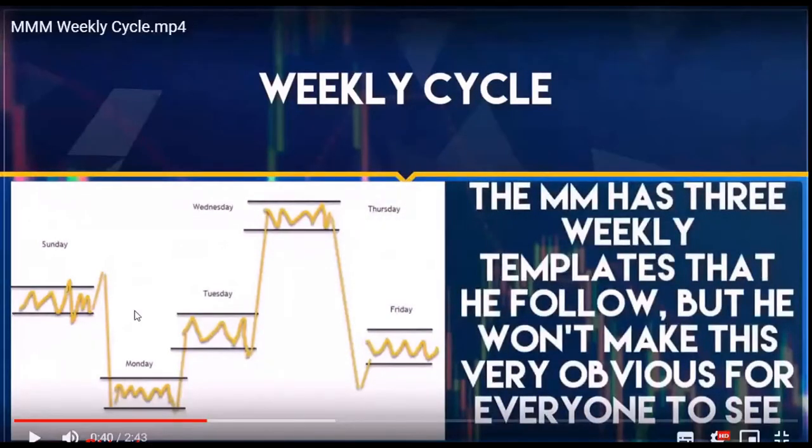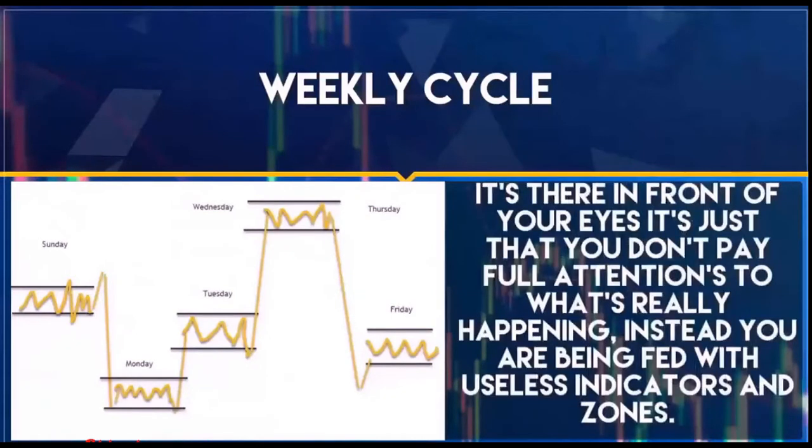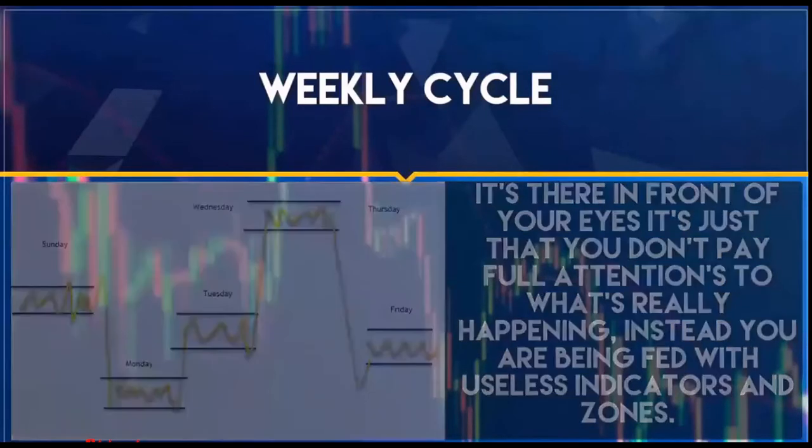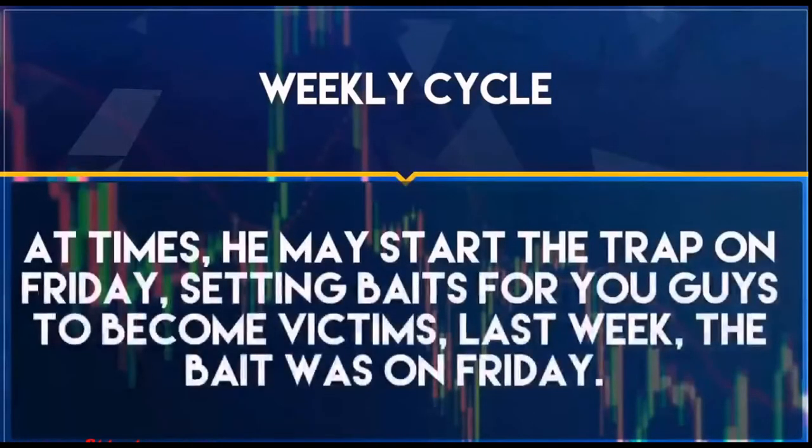He has 3 different templates that he follows, but variation on the theme tells us that it's not always going to be picture perfect, because if it were picture perfect, it would be too easy to spot. It's there in front of your eyes. It's been happening in front of your eyes the entire time, but you just aren't trained to see the patterns in the cycle. So you never see it with your naked eye unless you're told that this happens.